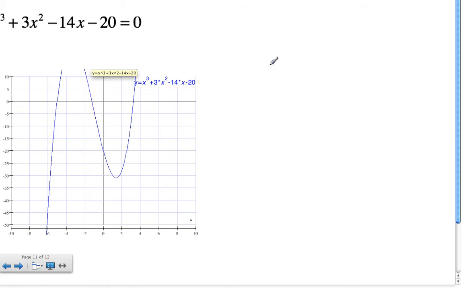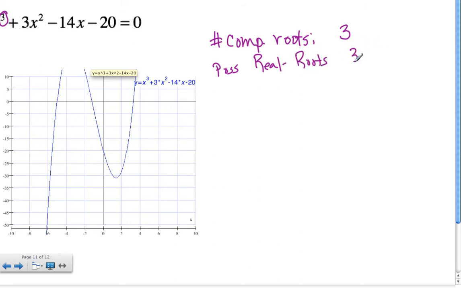If I look at this x to the third equation, the possible number of complex roots is 3 because it's an x to the third equation. The possible real roots are 3, 1, or 0.